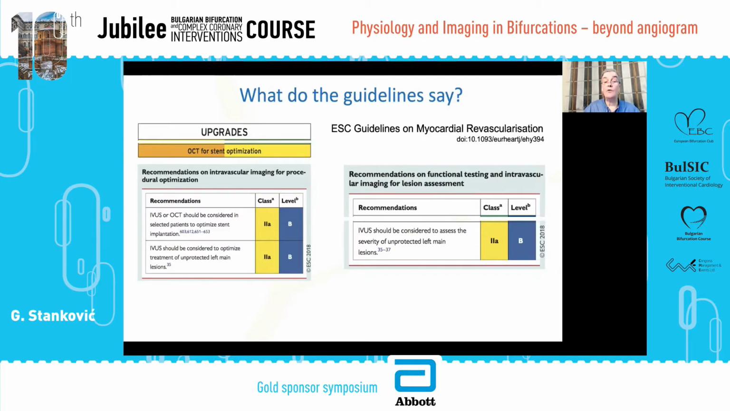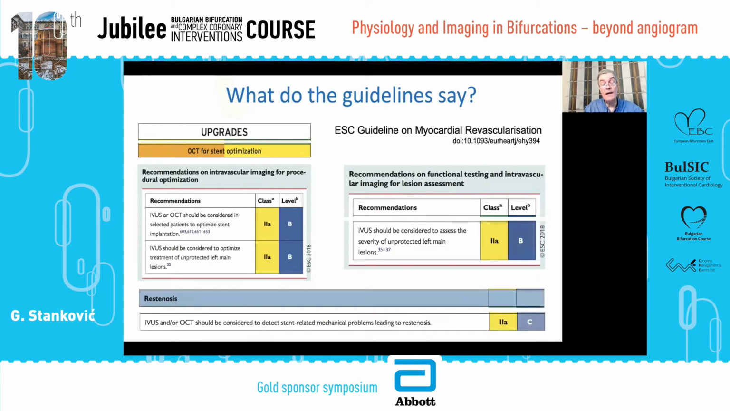Then we also have a recommendation for IVUS to assess the severity of unprotected left main lesions, but optimization is maybe too late. So we need to start planning the procedure from the very beginning, based on image guidance, based on the view from inside the plaque, instead of just having an imaging-endorsed procedure. Actually, when you finish optimization, you do final imaging just to confirm stent apposition.